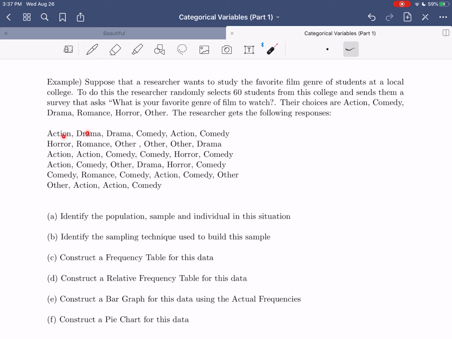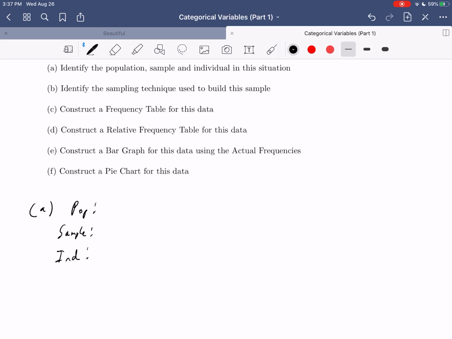We can see it's 1, 2, 3, 4, 5, 6, 7, 8, 9, 10, 11, 12, 13, 14, 15, 16, 17, 18, 19, 20, 21, 22, 23, 24, 25, 26, 27, 28, 29, 30, 31, 32, 33, 34. So we only had 34 of the students respond. That's going to be our sample. So our sample is 34 students. And if you wanted to make a note, that means n equals 34 here.